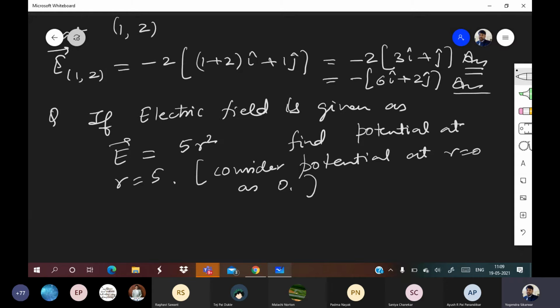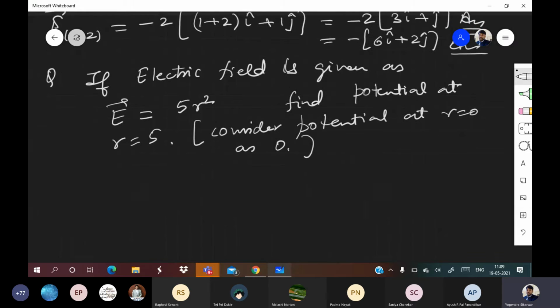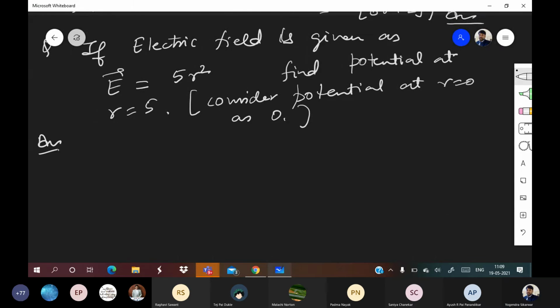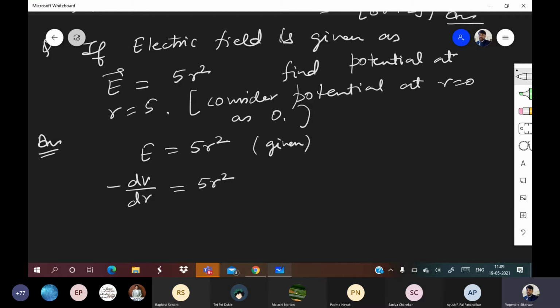Okay, everyone, please pay attention. So we have been given, listen very carefully, we have been given E is equal to 5r square. Now E can be written as minus dV by dr, and that is equal to 5r square. So from here, minus dV is equal to 5r square dr.